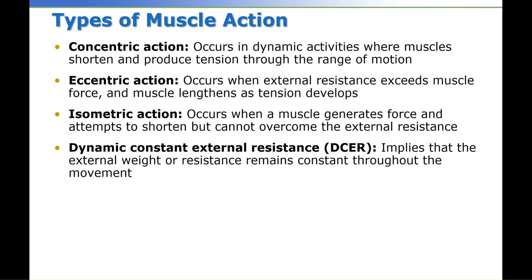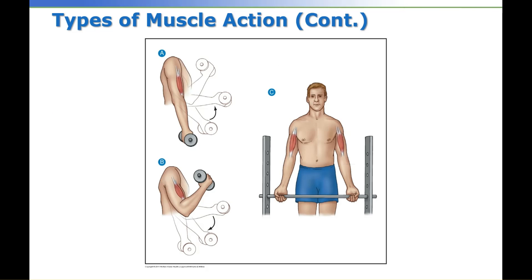And then dynamic constant external resistance implies external weight or resistance remains constant throughout the movement. So it's a constant tension throughout the movement. Okay, and we have A, concentric. B is isometric, excuse me, C is isometric. And if you have B there, it's going downward, that's eccentric.